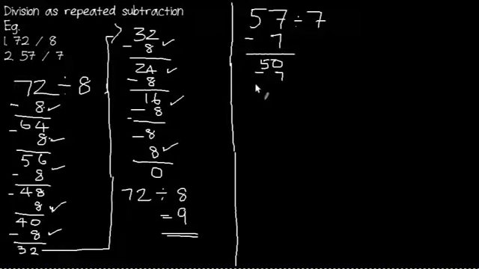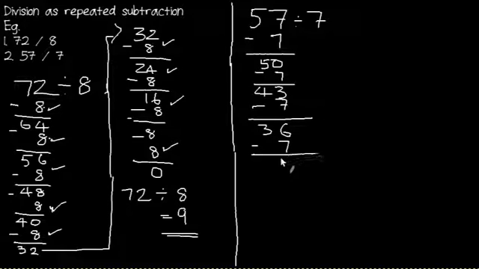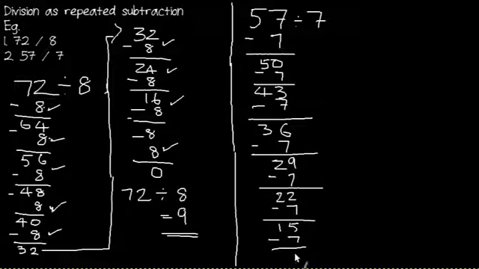Minus 7, 43. Minus 7, 36, minus 7, 29, minus 7, 22, minus 7, 15, minus 7 is 8, minus 7 equals 1.